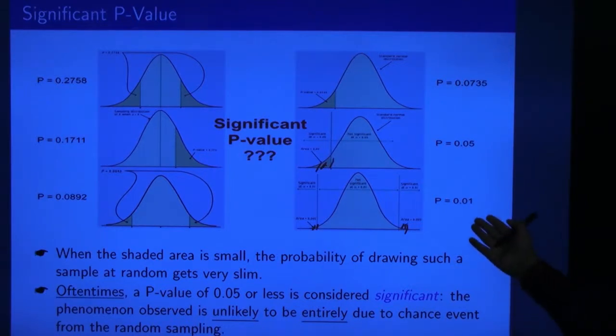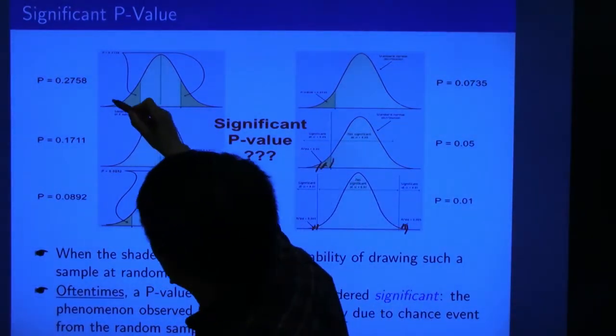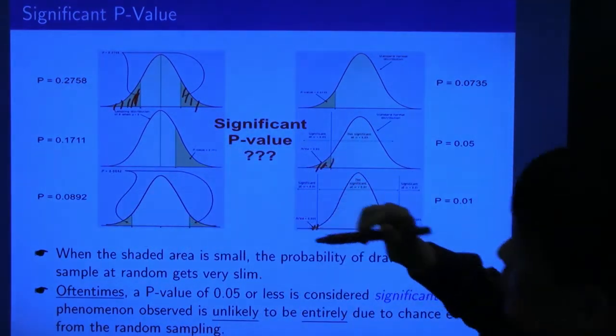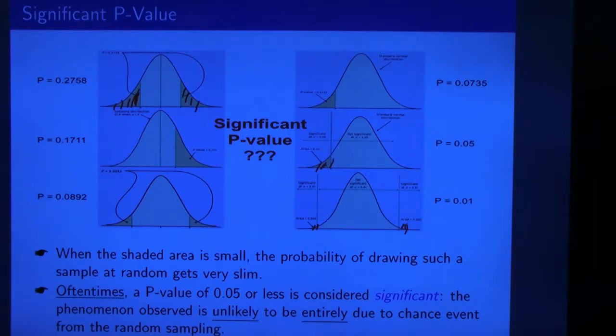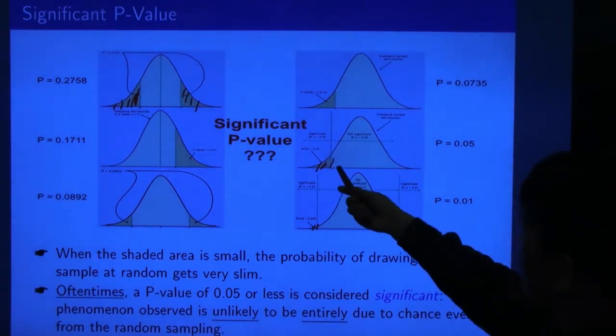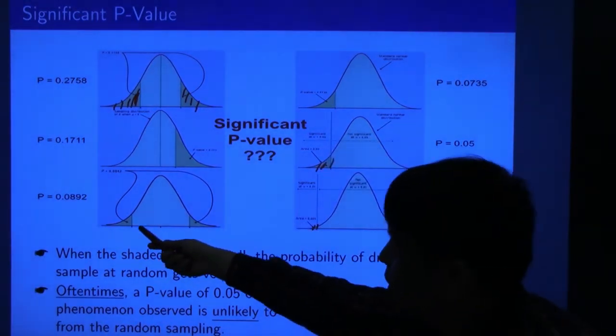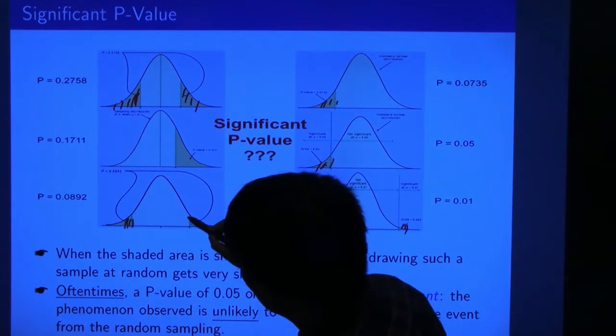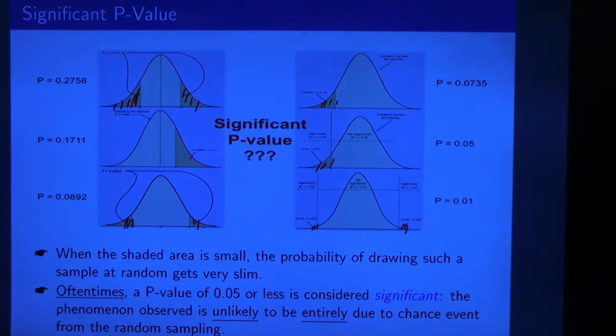So you can see here, this one is big, and this area is relatively large compared to the others. So that equals 0.2758. When the shaded area is small, like here, like here, like here, because only 8%, this is 7%. So this and this, compared to this and this, those are small. The probability of drawing such a sample at random gets very slim, because that probability is very small.